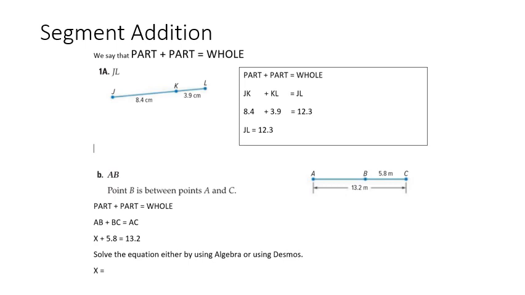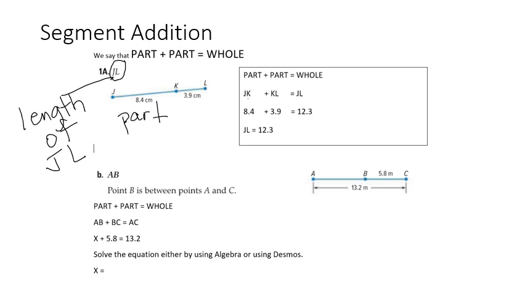Problem 1A is asking us for JL. That means the length of JL. How long is it? Well, JL has two parts. It has JK, it has KL as parts, and then that would equal the whole segment, JL. So we take the 8.4 part, the 3.9 part, we add them together, and we get 12.3.